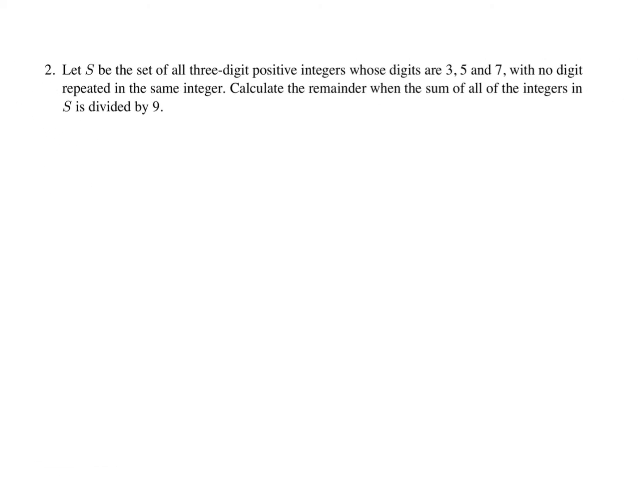Let S be the set of all 3-digit positive integers whose digits are 3, 5, and 7, with no digit repeated in the same integer. Calculate the remainder when the sum of all the integers in S is divided by 9. Let's first list all these numbers. So basically we have to make 3-digit numbers with a 3, a 5, and a 7.